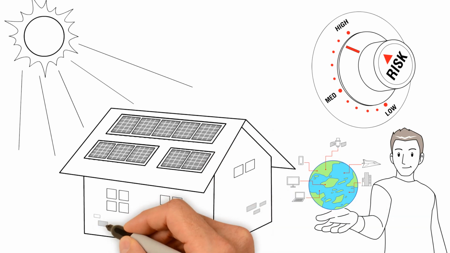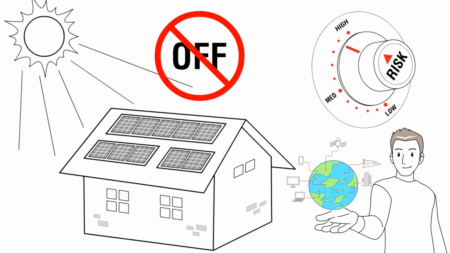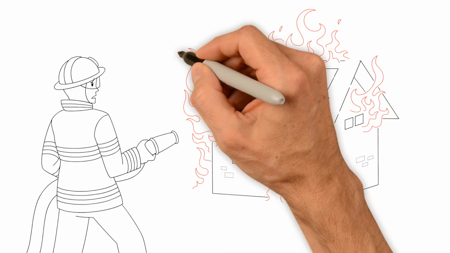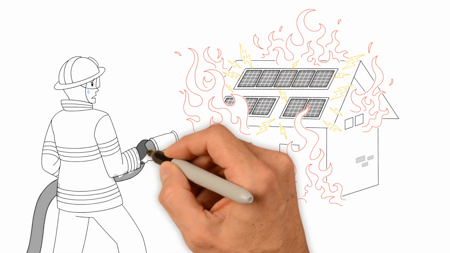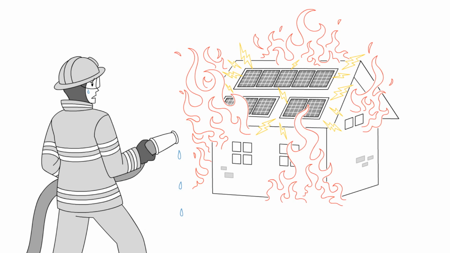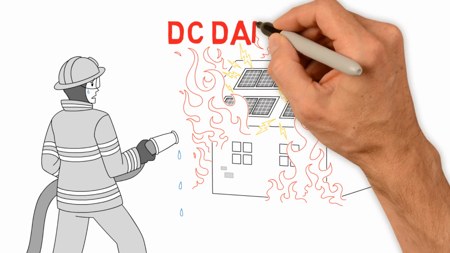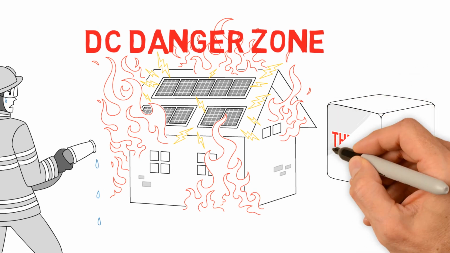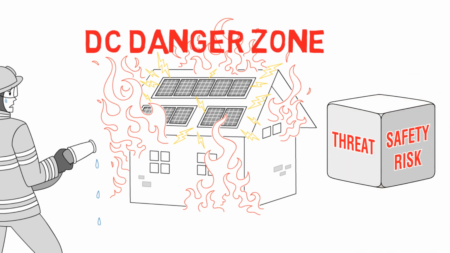When a solar panel is exposed to light, it cannot be turned off. In the event of an emergency situation, like a fire or flood, solar panels continue to produce potentially lethal amounts of DC voltage. In professional terms, this is known as the DC danger zone. Until now, the DC danger zone has been a threat and a safety risk.